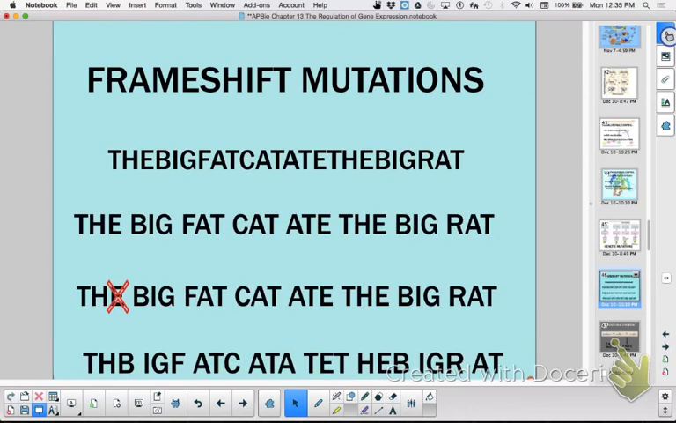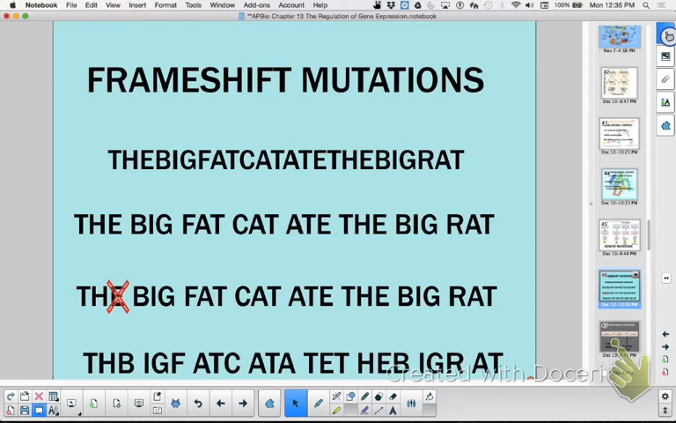All right, so in this case, we changed these to model it better for your understanding into 3-letter words. And if you take out one letter, then you have a frame shift. What we're reading then is this first codon is now THB instead of THE, and it throws every single codon off. That's a really bad way to mess up your DNA.